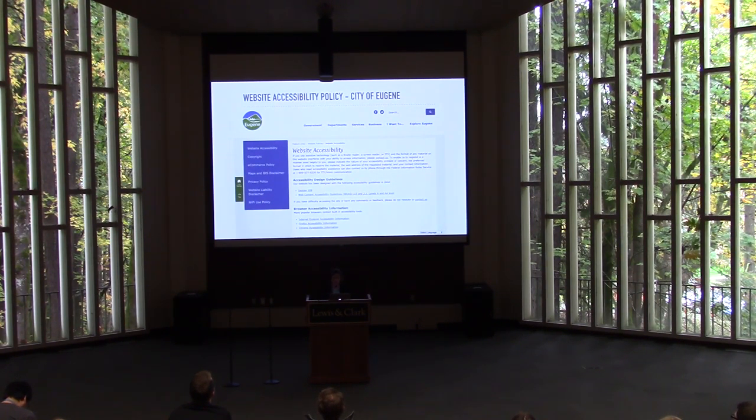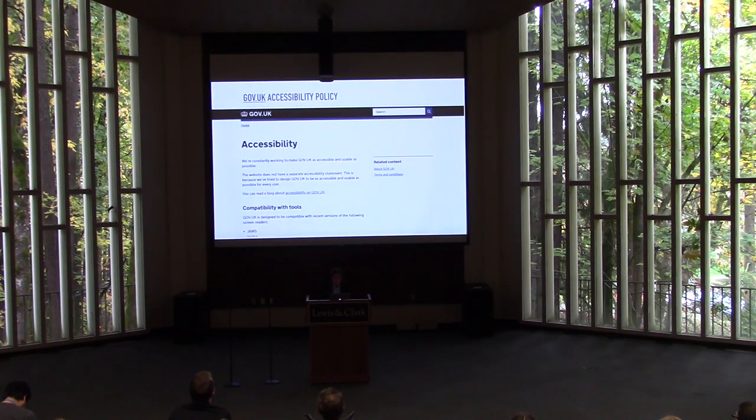Here's another example of gov.uk's accessibility policy. And gov.uk has fabulous design resources and accessibility resources. But they have a very nice policy, which asserts that the site is accessible and as usable as possible. And then further down on this policy, they start calling out which technology the site is specifically compatible with, as well as additional resources for people who use assistive technology.